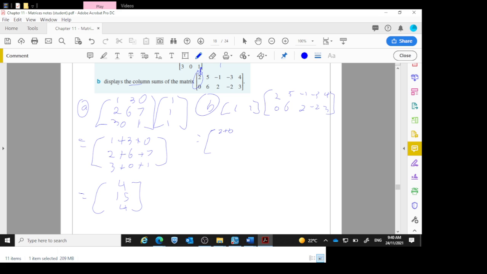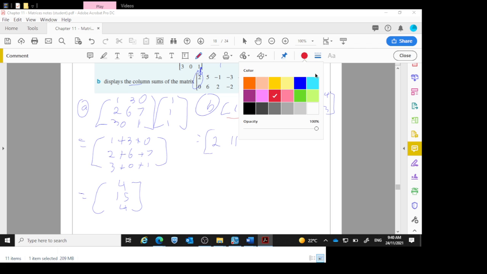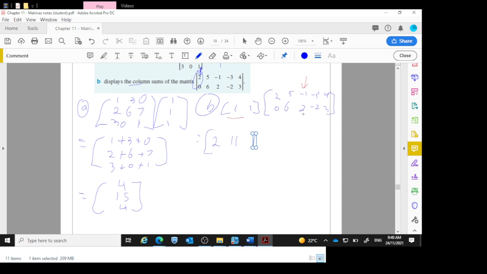I should have just done that bigger. I'm going to add them up in my head. I'm not going to show all the working out. So this is going to be 2. Then the next one, 1 times 5, which is 5, plus 1 times 6, 6, 5 plus 6, 11. And then it's going to be 1 times the negative 1, which is negative 1, and then 1 times 2, which is 2. Negative 1 plus 2 is 1. The next one, negative 3 minus 2, negative 5. The next one, 4 plus 3, 7.